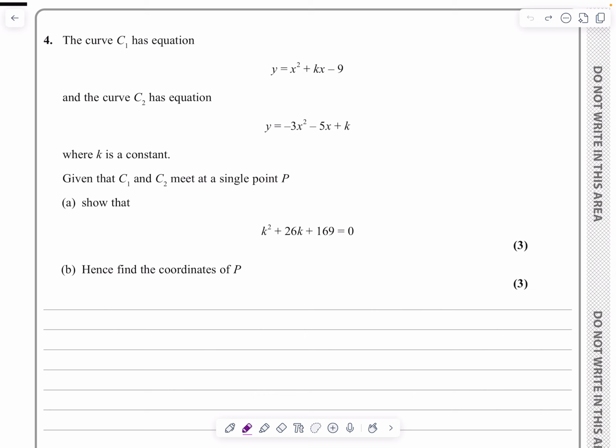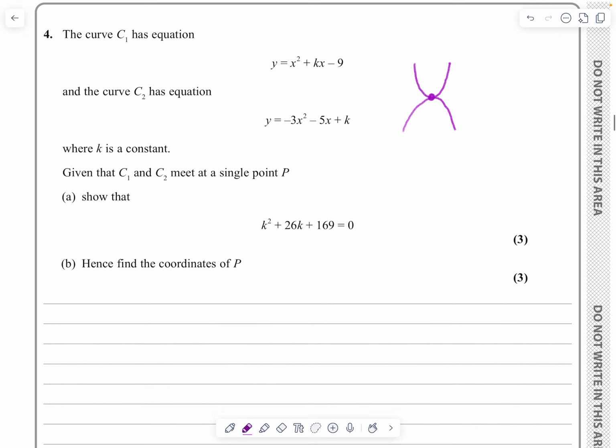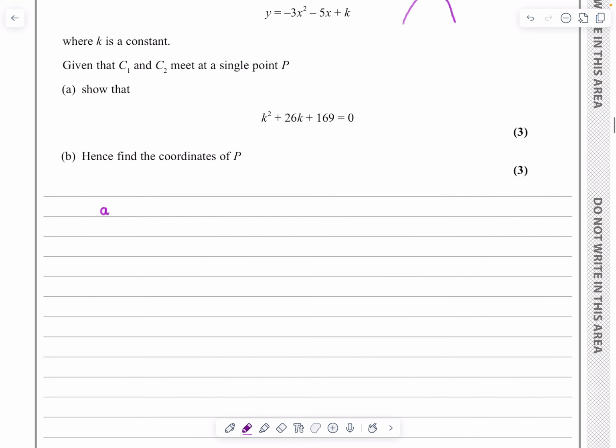So we've got curve C1, which has the equation y equals x squared plus kx minus 9. That's a positive quadratic, going to look something like that. We've got another curve which is minus 3x squared minus 5x plus k. And what I know is that when I have those two quadratics there, they're only going to meet at a single point. But if I want two curves to meet, what I do is I put them equal to each other. So let's get started with that.